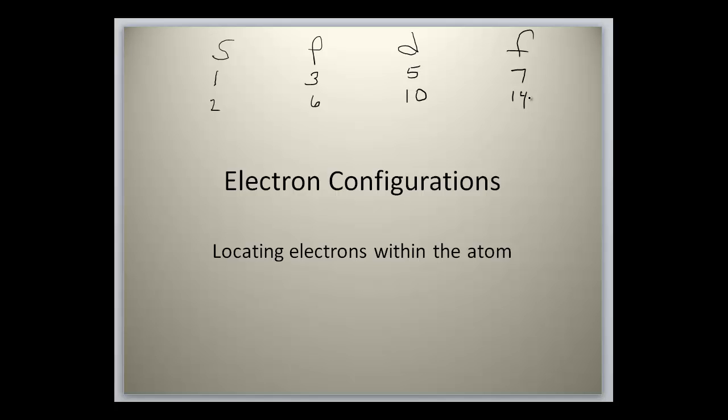So when you're counting up orbitals, you want to think of it in terms of the orbital type, how many of each orbital there are. They can each hold 2, and you want to total it up. Some people like to think of it like this.